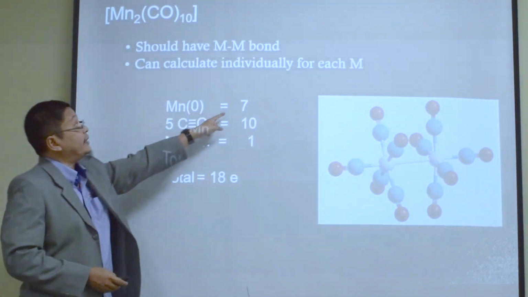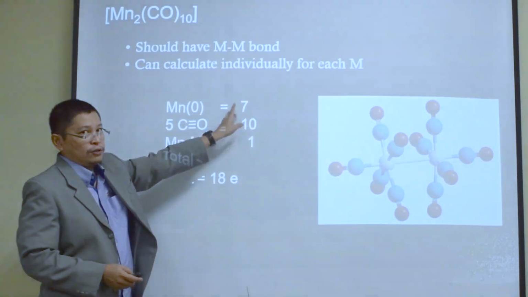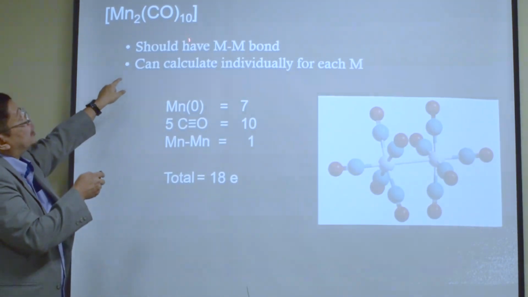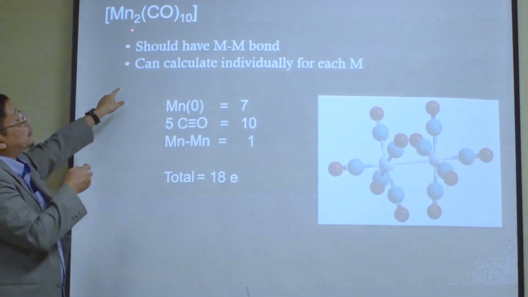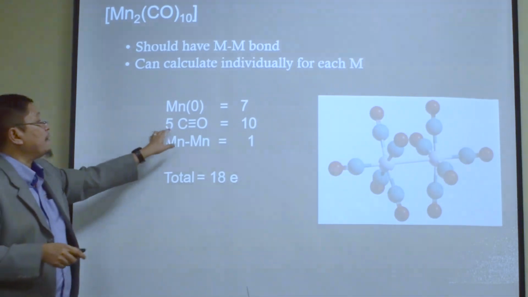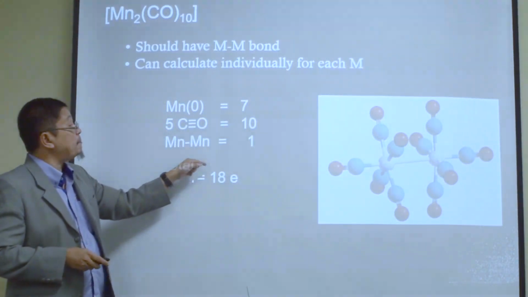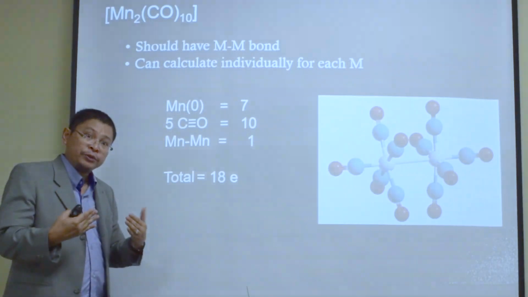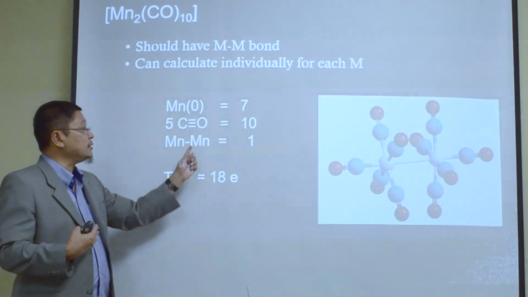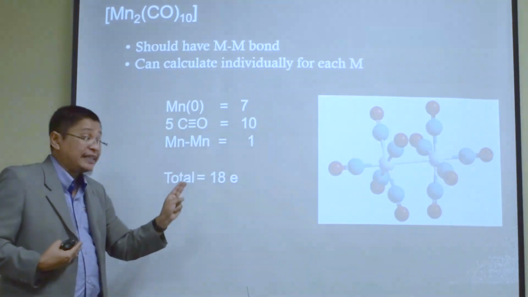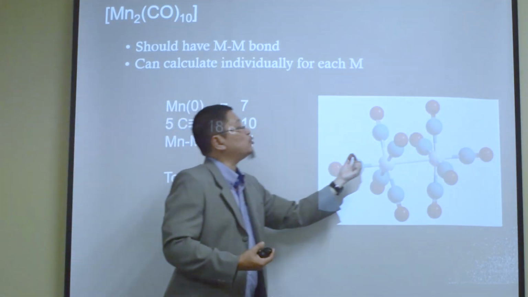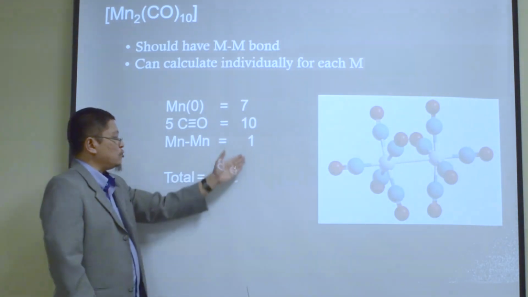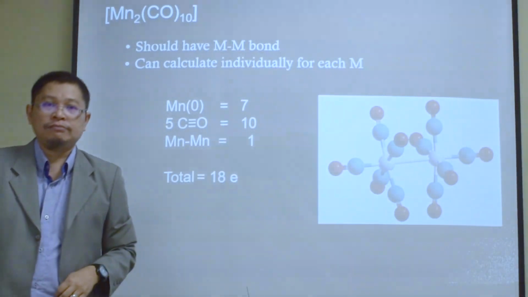So manganese is group 7, so 7. CO is 5. Why is it 5? In total we have 10, and we have to divide by 2 because we have two metals, so 5 times 2, 10. And then for the manganese-manganese bond, we need to consider it because it also contributes an electron to the metal. We only take one because basically it has two, but since we have two metals, we split it in half. So each gets 1 electron, then you add up, and it becomes 18 electrons.